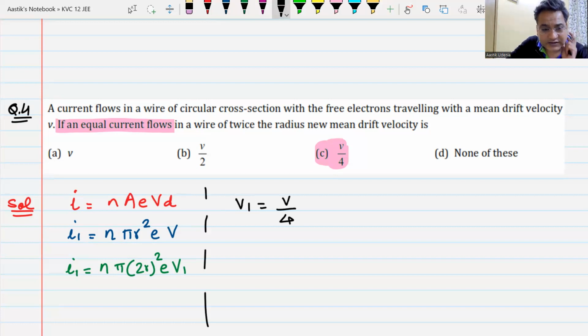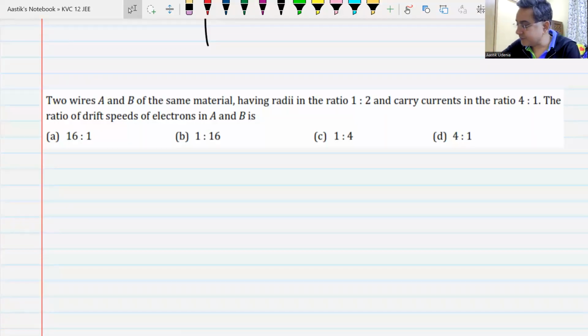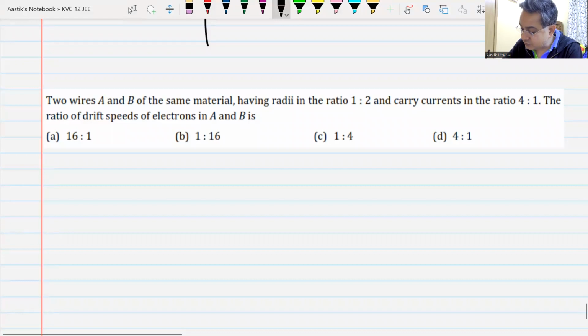Everyone understands how this is done? Yes or no? Okay, here comes the next one in line. Just be careful to take the right ratios. If you are careful enough to take the right ratios, you should get the answer for this one. This is question number 5, and I hope that you can do it.